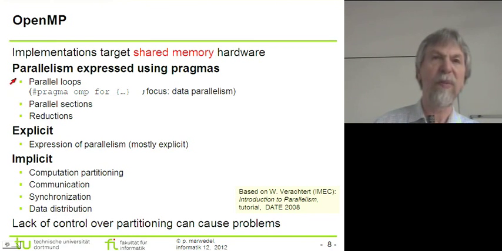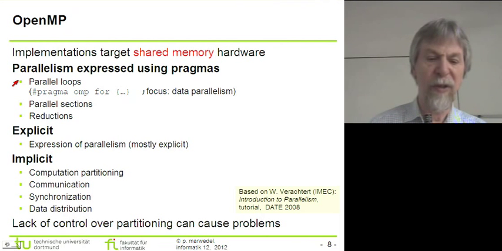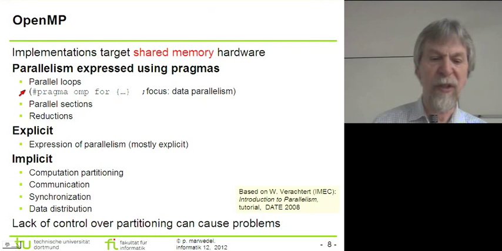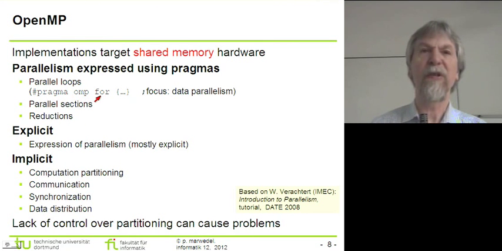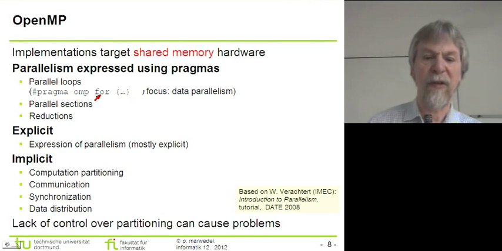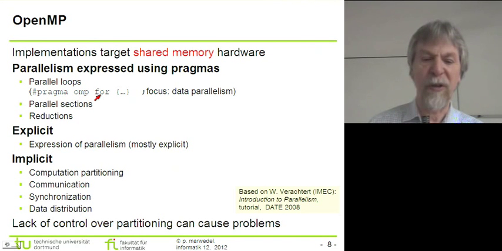There we are using pragmas, and that means, for example, if we would like a certain loop to be executed in parallel, we can precede that loop by a particular pragma. This is a pragma, and then we use this term OMP for OpenMP, and then we specify how we would like that for loop to be executed, and then the compiler tries to automatically parallelize that loop.